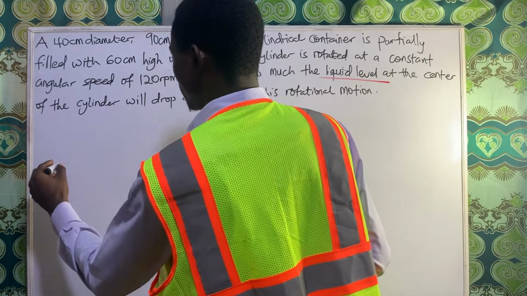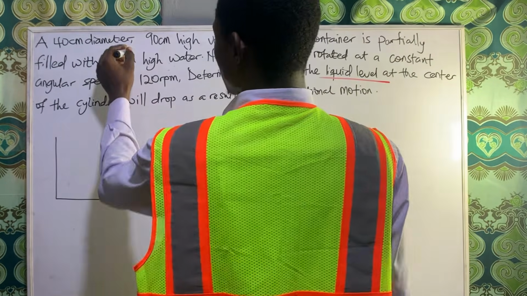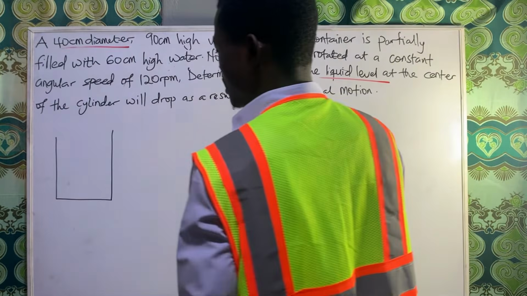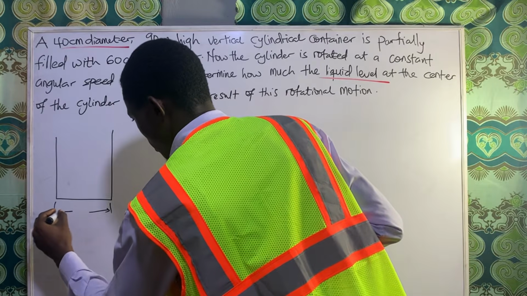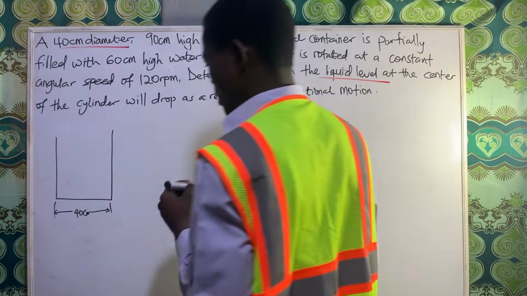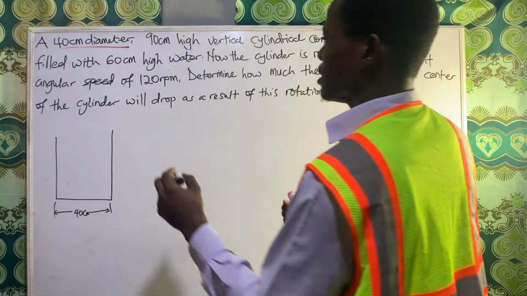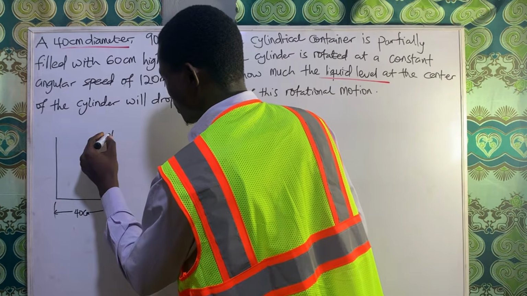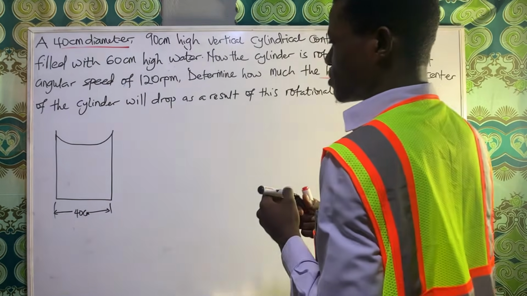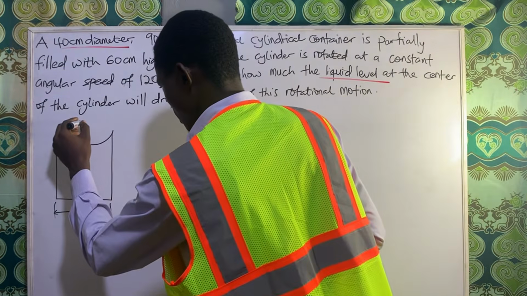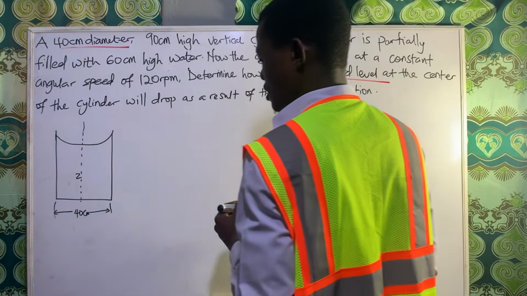They said a container, right? So we have this as our container, and they gave us the diameter of the container to be 40 cm. So it means from this side to this side is 40 centimeters. Now they said it's a liquid that's inside. So for rotational motion, let's get a curve this way and draw a z axis. So this is our z axis and this is our x-axis.